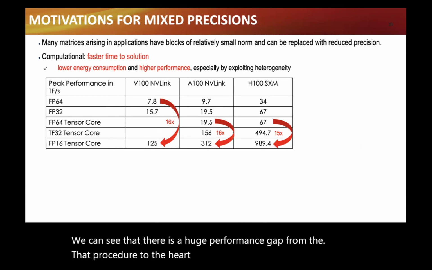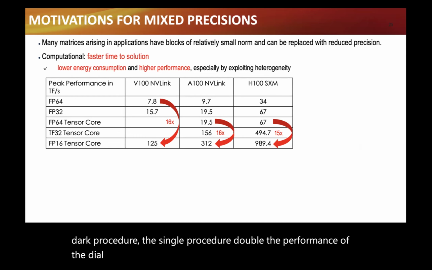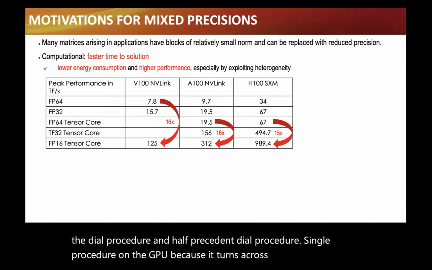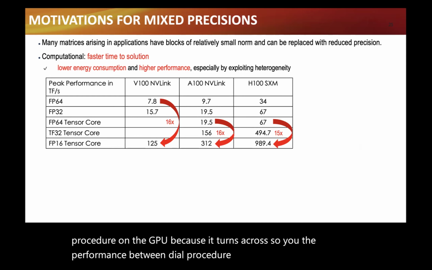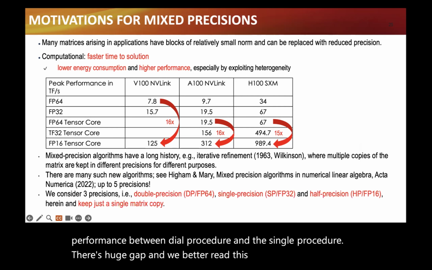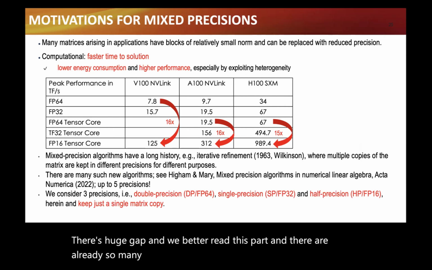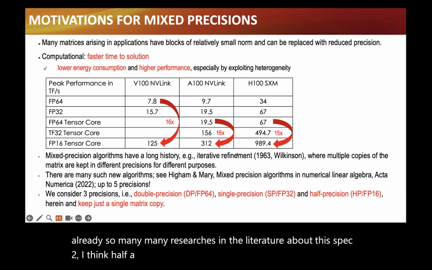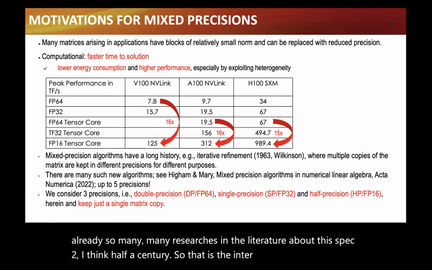It's not like the CPU, where single precision is double the performance of double precision. On the GPU, because of the tensor cores, there's a huge gap between low precision and single precision, and we are able to leverage this. There is already a lot of research in the literature going back about half a century, namely iterative refinement, which is still widely used.